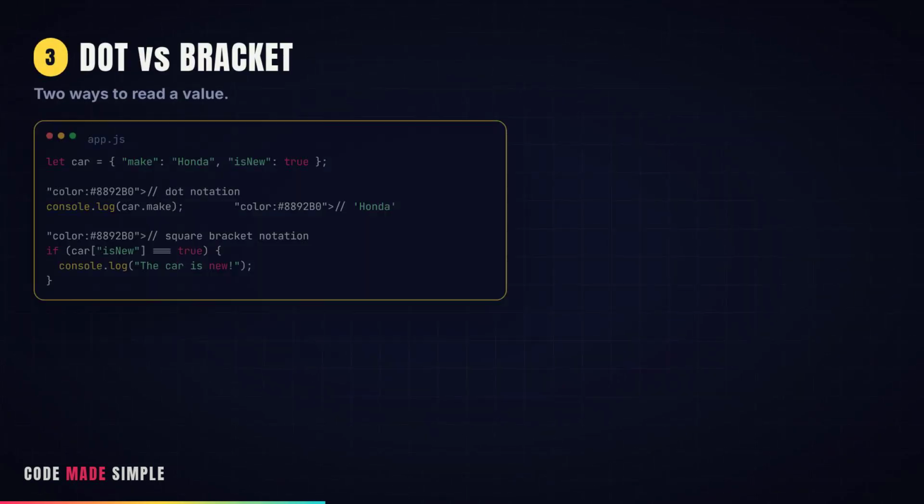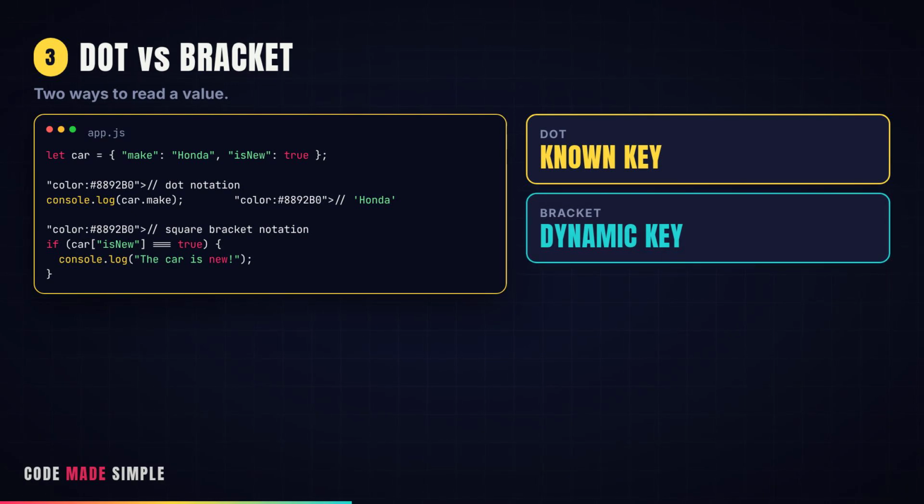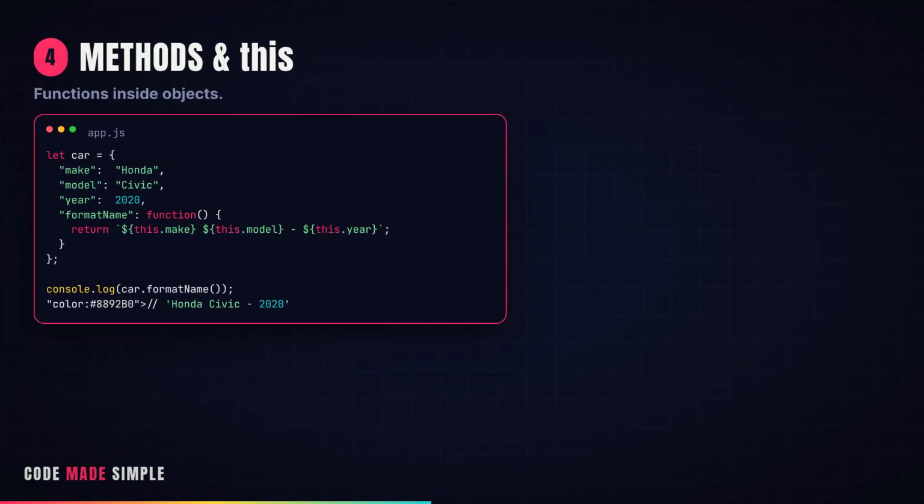Reading values. Two ways. Dot notation for known keys: char.make. Square brackets for dynamic keys: char, bracket, string, bracket. Both give you the same result. Pick your weapon.